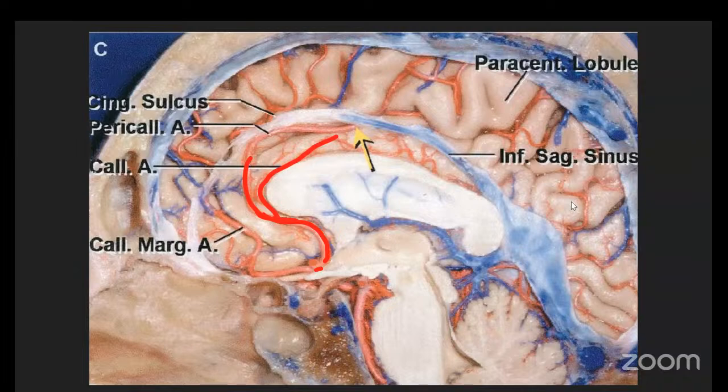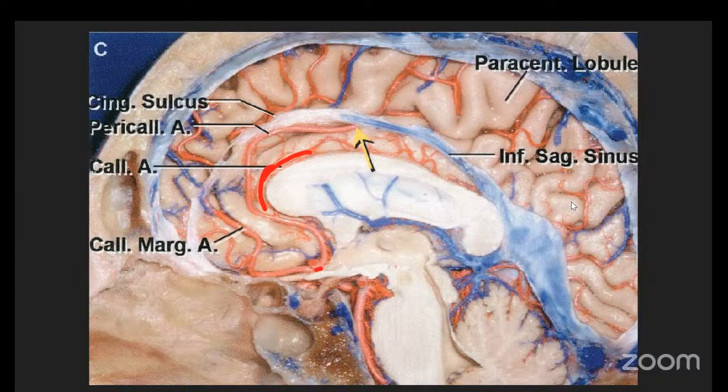And let's see, this is the pericallosal artery that they have marked here. But I think this is also pericallosal. I'm not 100% sure. Let me clean this up. This is marked as callosal artery. I've never heard of that. But this usually is the location of the pericallosal artery.